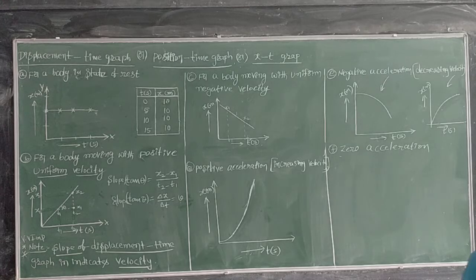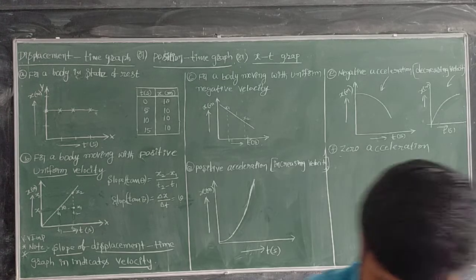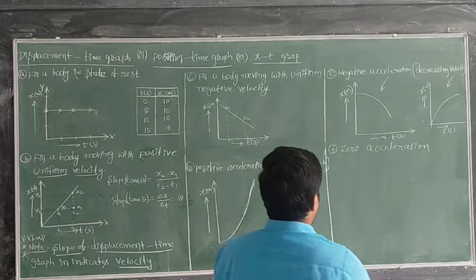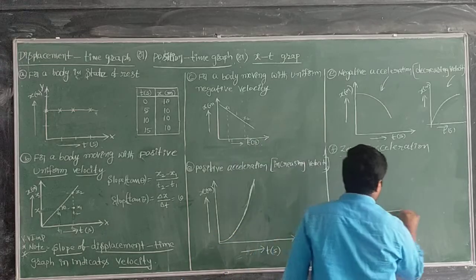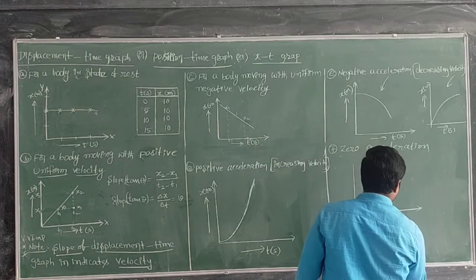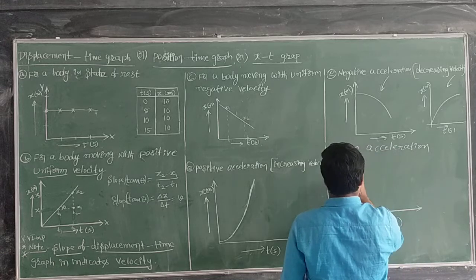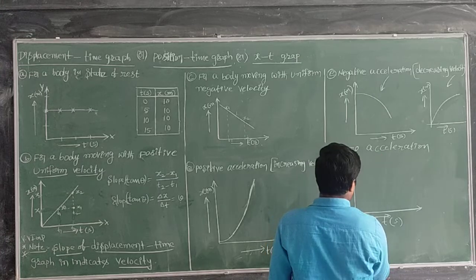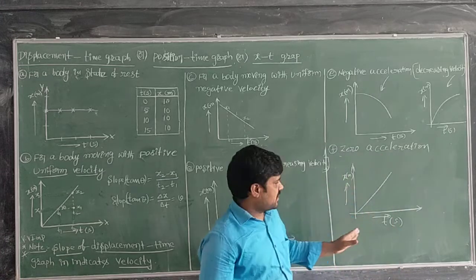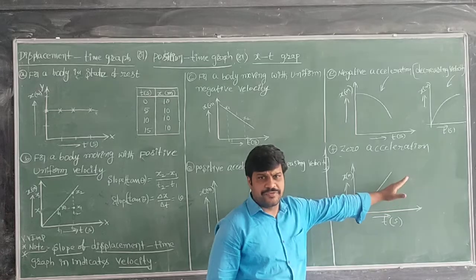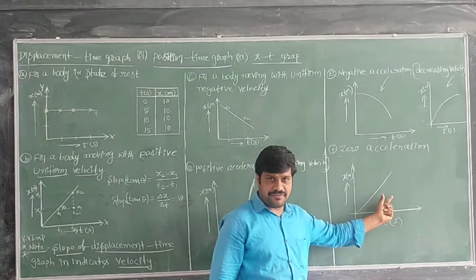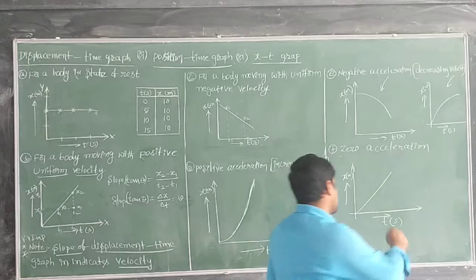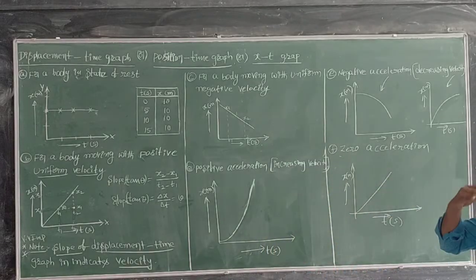Next, zero acceleration. For the zero acceleration graph, the same way we did previously, we have to draw it like this also. This is the zero acceleration graph. Zero acceleration means velocity is uniform, the uniform velocity graph. Uniform velocity means throughout the motion the velocity is constant. Velocity is constant means velocity is not changing.